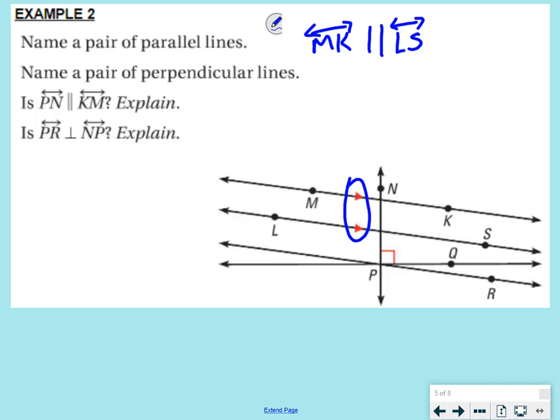Name a pair of perpendicular lines. So we look for that right angle, which right here we can see is resting on this line here and this line here. So line NP is perpendicular to line QP.